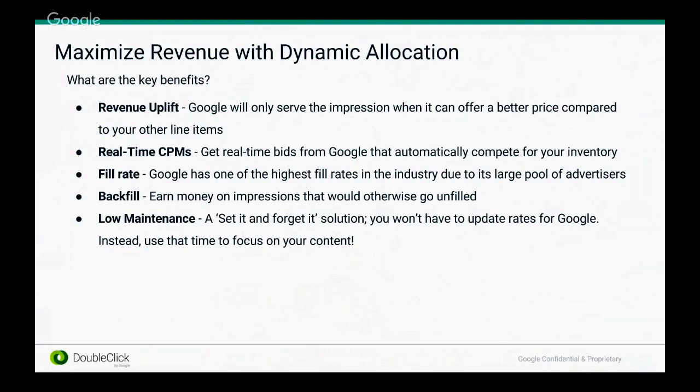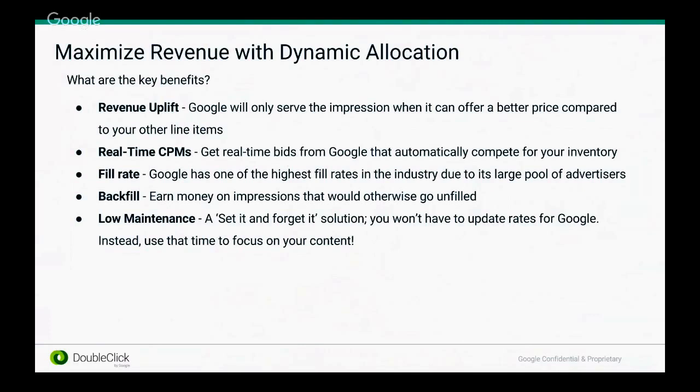Third is fill rate. So obviously, Google has one of the highest fill rates in the industry just because it has such a large pool of advertisers. So that also allows it to fill, like in backfill here, and earn money on impressions that otherwise would go unfilled. So maybe there's a high volume of medium or lower value impressions that other networks can't fill, or for certain users, maybe 20 percent of users visiting many pages of your site per day. In those cases, AdSense is a great network to fill lots of those high volume repeated visitors. So AdSense can act as backfill there.